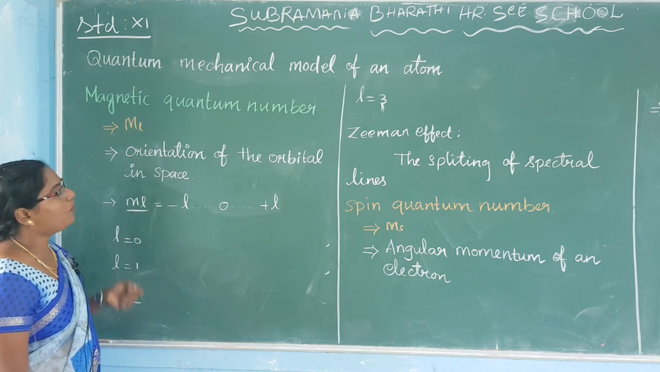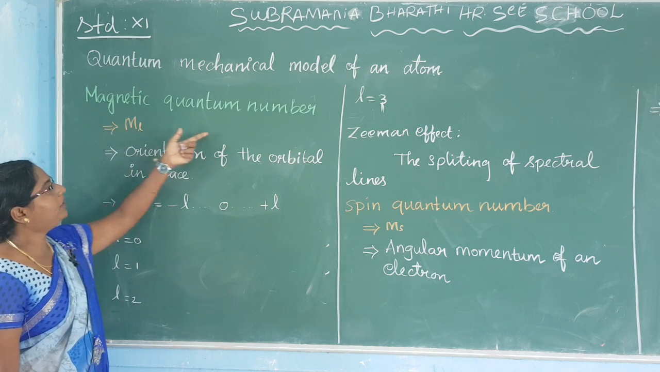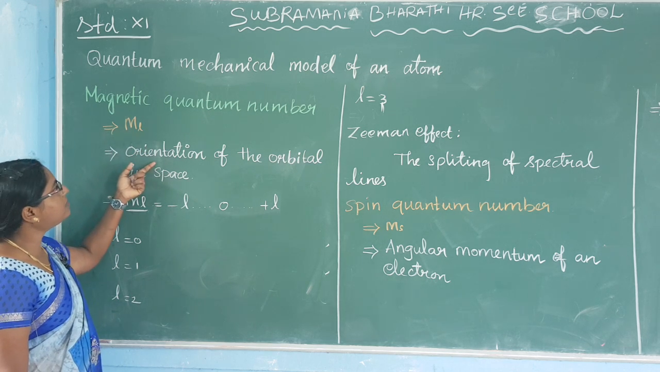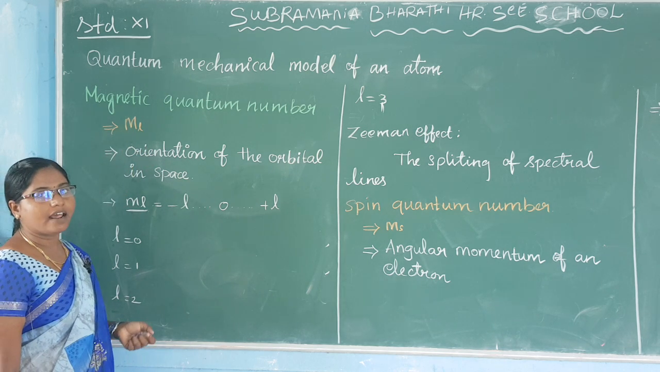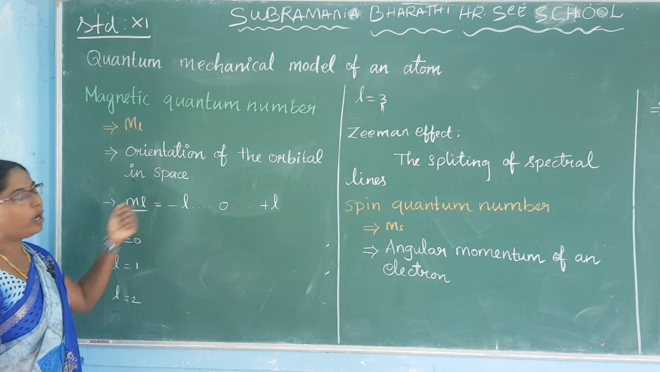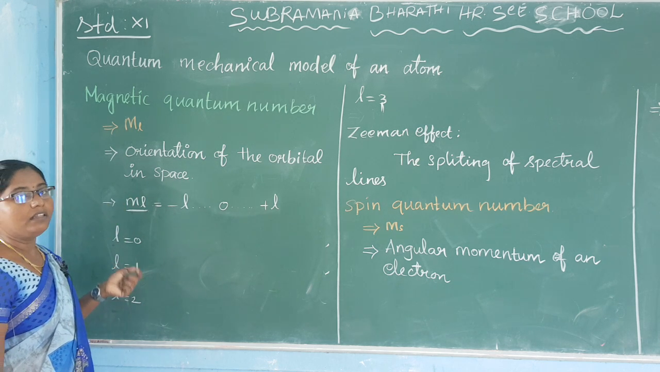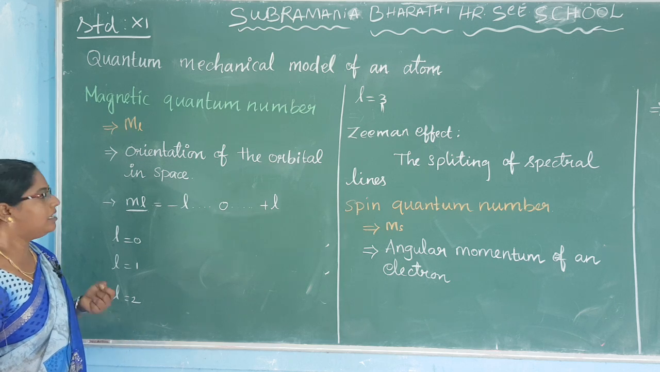What is the magnetic quantum number? The magnetic quantum number is represented as ml. This magnetic quantum number describes the orientation of the orbital in space.